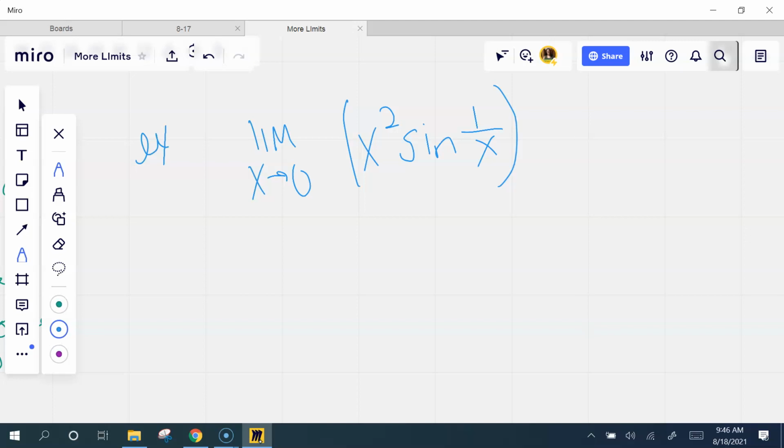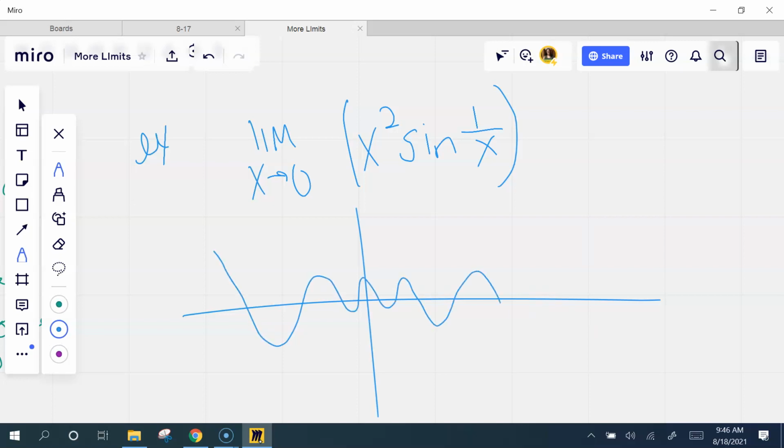Remember, if it's shaded in gray, that means it's non-calculator. If you were to graph x squared sine 1 over x, you would get this funky looking graph that looks something like this. The more you zoom in, the tighter it gets.